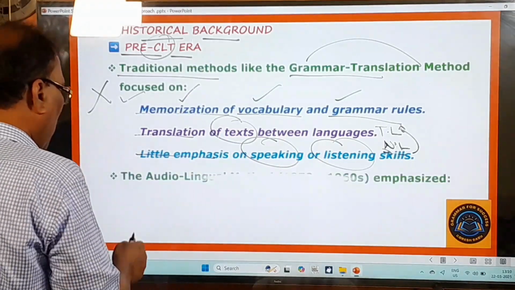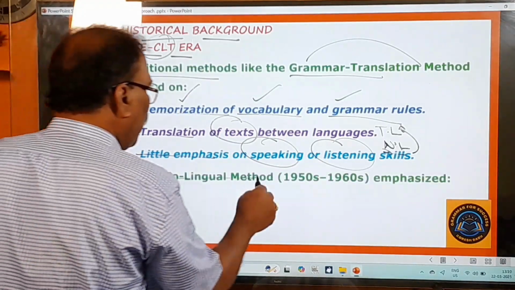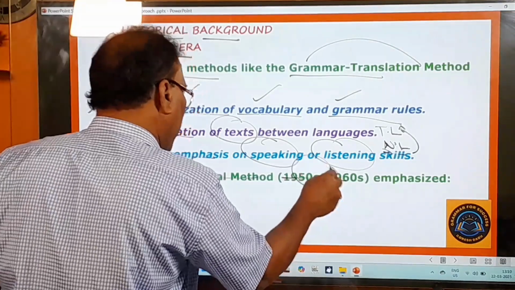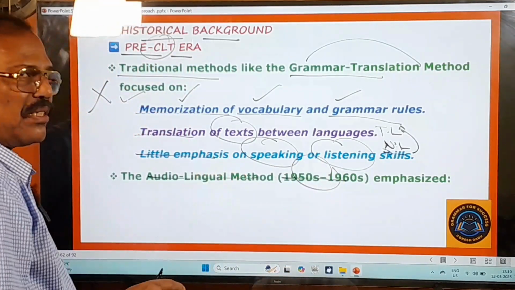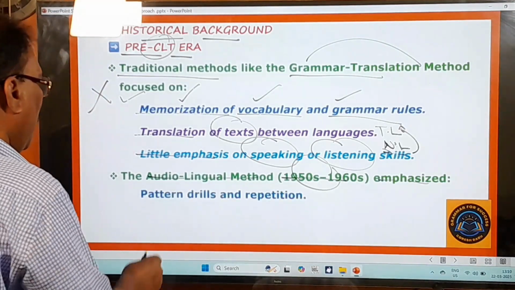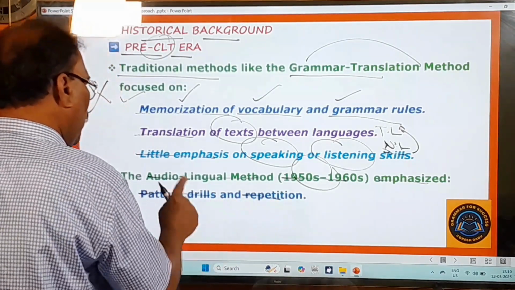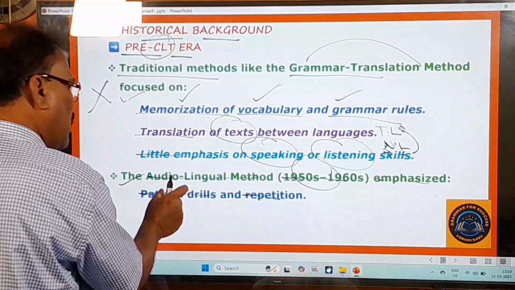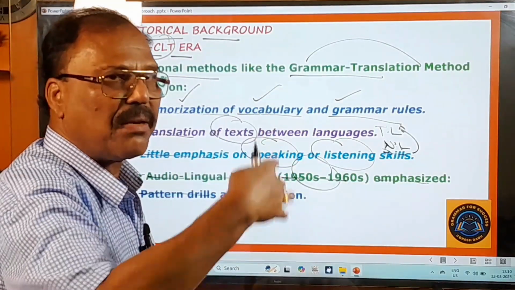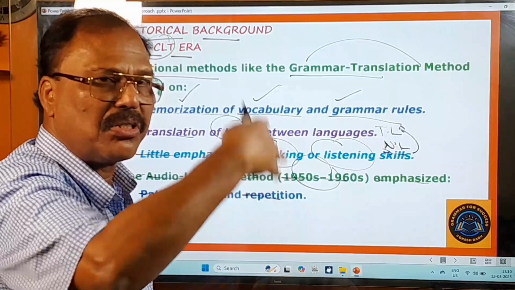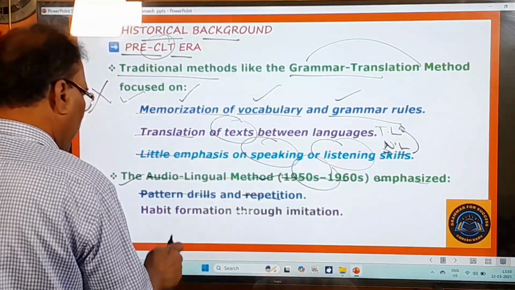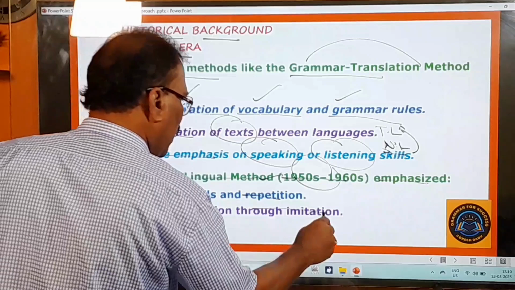Then you come to the next point, the audio lingual method. This is yet another traditional method that was in practice during this period. What did this method emphasize? Pattern drills and repetition. Sentence patterns are given, and the students are made to practice those patterns. Repetition also, and habit formation through imitation.